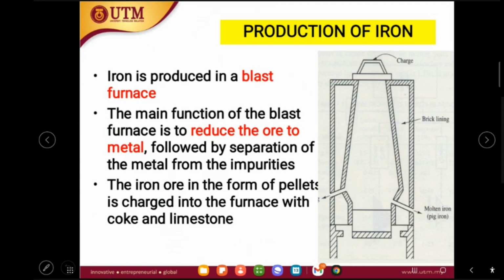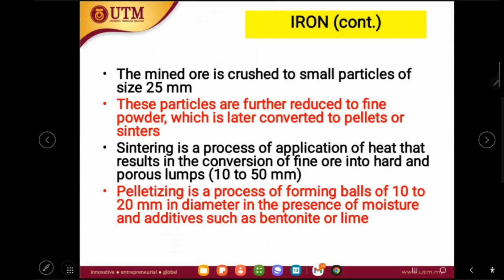For the production of iron, iron is normally produced in the blast furnace. The main function of the blast furnace is to reduce the ore to metal, followed by the separation of the metal from the impurities. The impurity here is the slag, which has already been covered in our previous topics when we talked about the admixtures for concrete, right? The iron ore in the form of pellets or sinters is charged into the furnace together with coke and limestone. Then they heat the materials at a very high temperature, and the molten iron will be produced, which is pig iron.